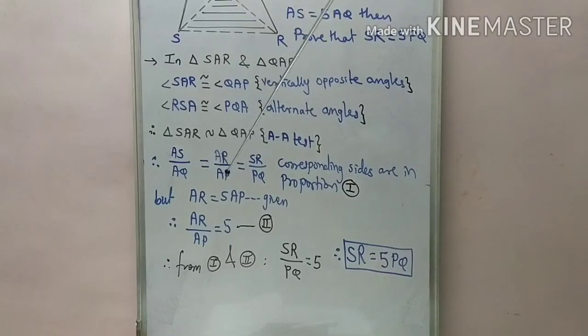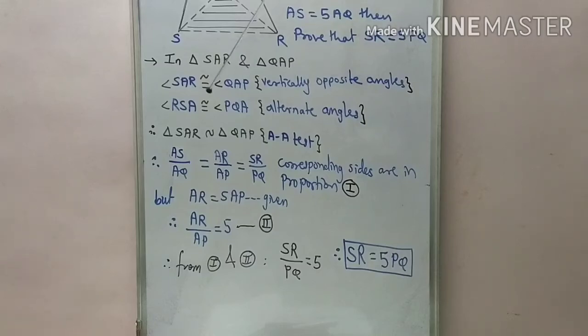This ratio AR upon AP, we are getting that value as 5, but that AR upon AP equals what? SR upon PQ. According as we number it here as 1 and 2, from that we get that SR upon PQ equals AR upon AP, but AR upon AP, as we are getting, has ratio value 5. So we write down here SR upon PQ equals 5 from that first and second statement. And again, by cross multiplication, we can prove SR equals 5 PQ, that we have to prove.